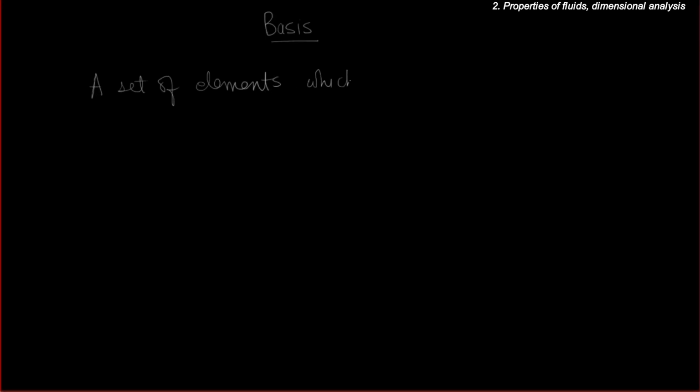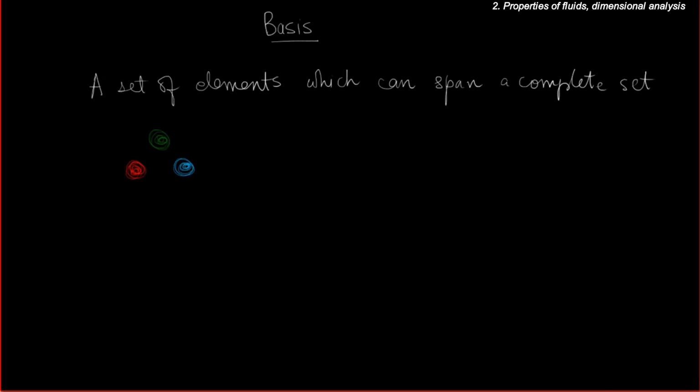Hello everyone. In this video, we are going to look at what the rank of a matrix is. But before that, we must first look at what a basis means. Basis refers to a set of elements which can span a complete set. For example, for the color space that we see in videos, R, G and B form the three primary colors with the help of which we can make any color.